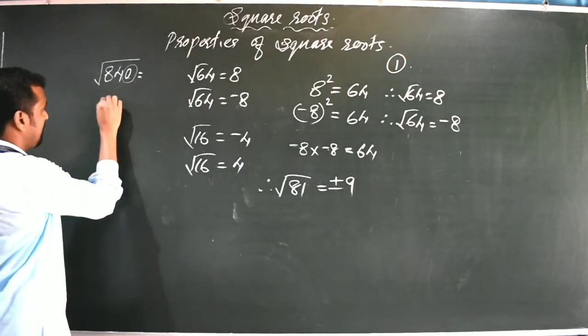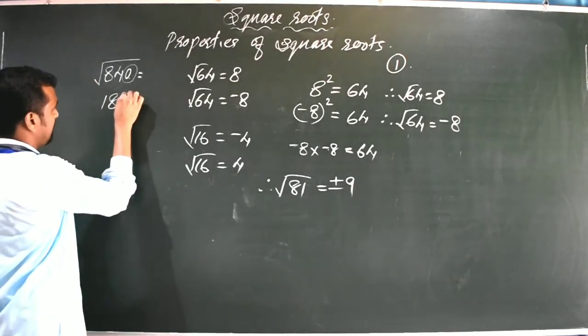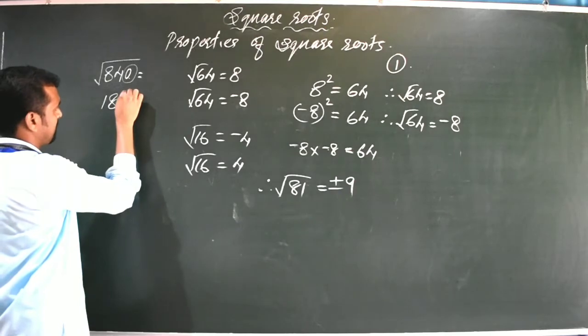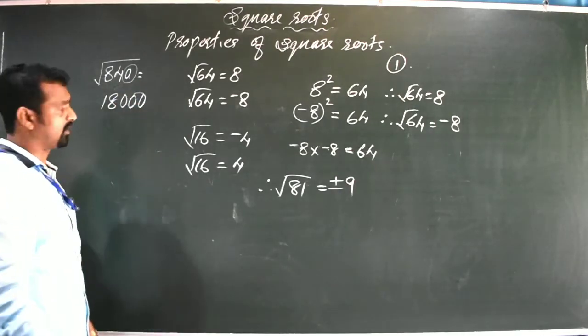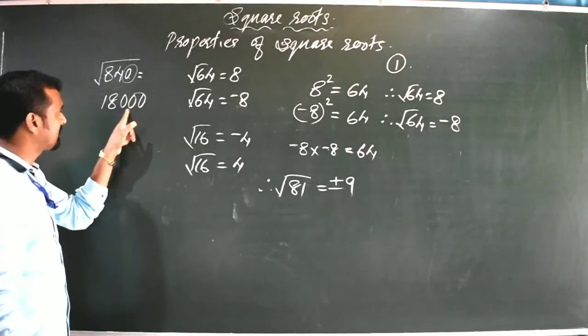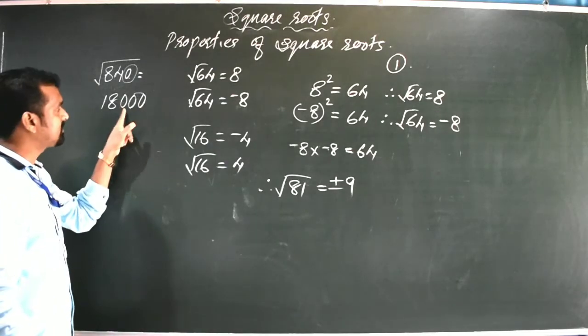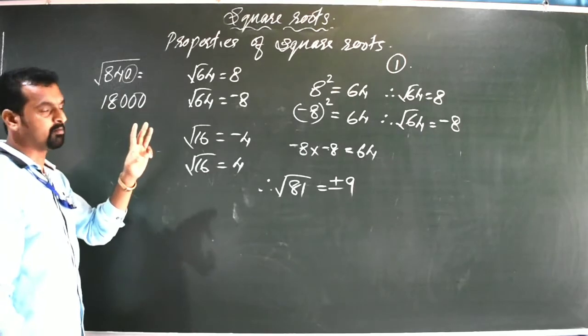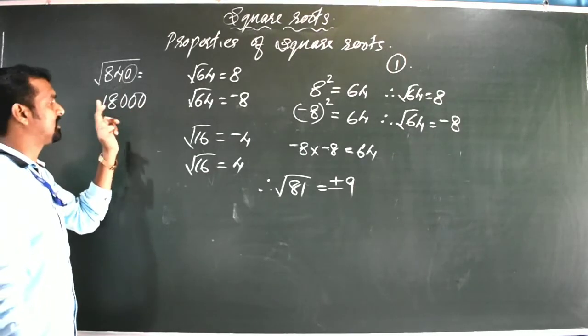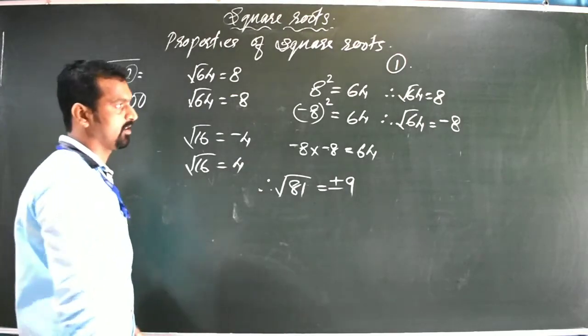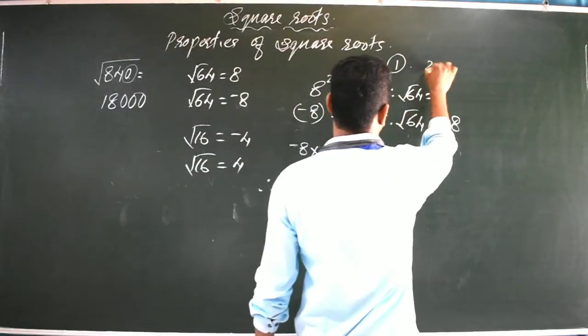Then suppose it is 18,000. It does not have a square root. Why? Because how many zeros are here? 3 zeros. 3 zeros means 3 is an odd number. If a number ends with an odd number of zeros, then it does not have a square root. That is the second property.